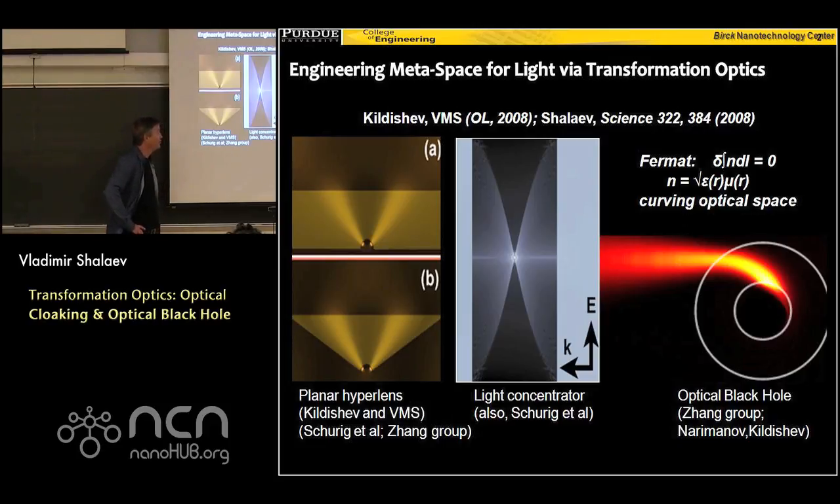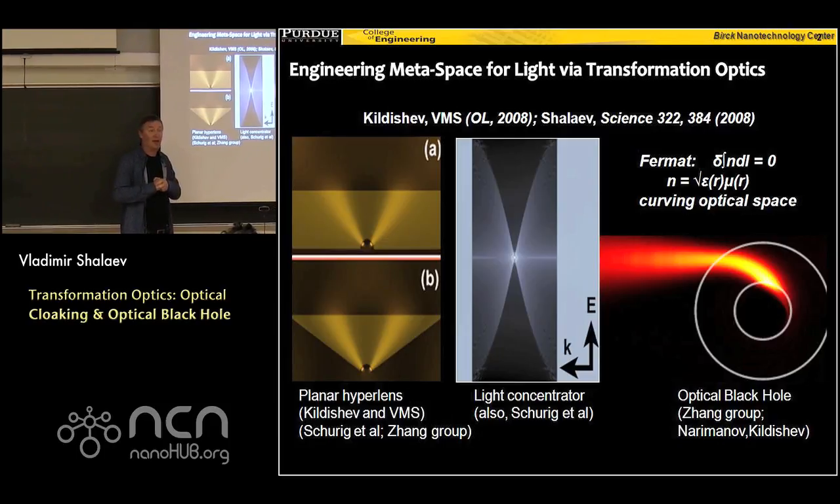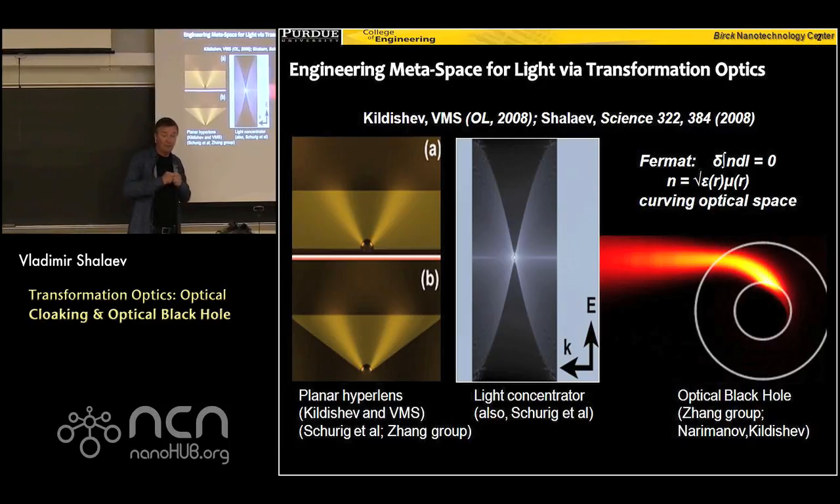I guess one of the easiest ways to understand this is to look at the Fermat principle. According to the Fermat principle, light propagates in such a way that it minimizes its optical path. And the optical path is defined as the product of refractive index and geometrical path. And we know that the refractive index is the square root of the product of epsilon and mu. And if now I create a space where epsilon and mu have some distribution, not homogeneous, but some certain special distribution, it means that the refractive index would be curved.